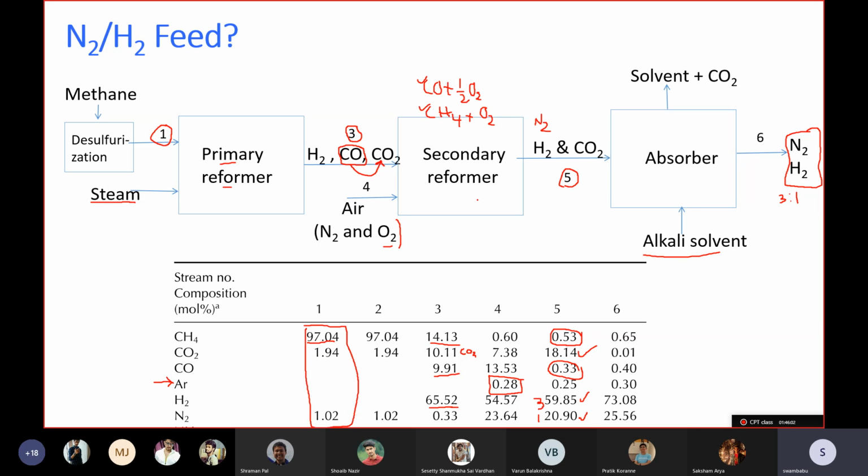In the primary reformer, methane is converted to syngas, and in the secondary reformer, the remaining methane is oxidized and carbon monoxide is oxidized to CO2. That way, we convert all or a major portion of the carbon monoxide to CO2, and CO2 is removed with the help of the alkali solvent using gas absorption. That way, we could get N2H2 as a feed to the ammonia process.